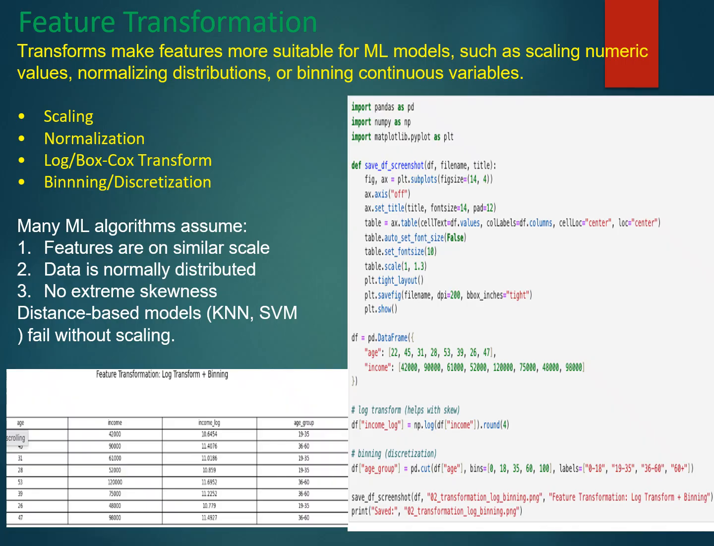Feature transformation. Next is feature transformation. Transforms make features more suitable for machine learning models. This includes scaling numeric values, normalizing distributions, or binning continuous variables. We use scaling because many machine learning algorithms assume that features are on a similar scale. We also use log or box-cox transformations when the data is skewed. Distance-based models like KNN and SVM fail without scaling because they rely on distance calculations. So transformation ensures fairness between features and improves model stability.